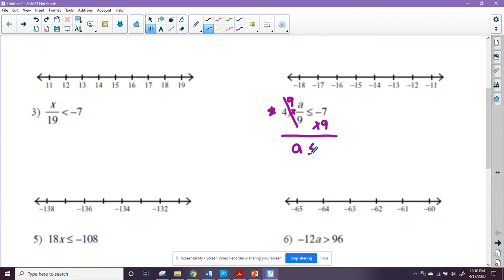than or equal to -7 times 9 is -63. Now we have to graph this. So go down to -63. It's a closed circle, and it's graphed to the left.